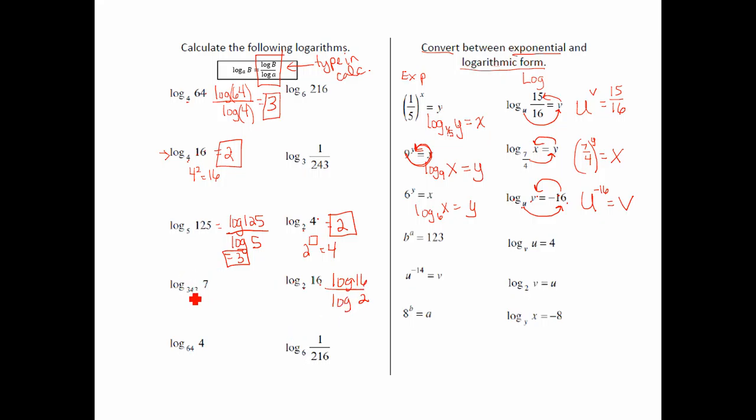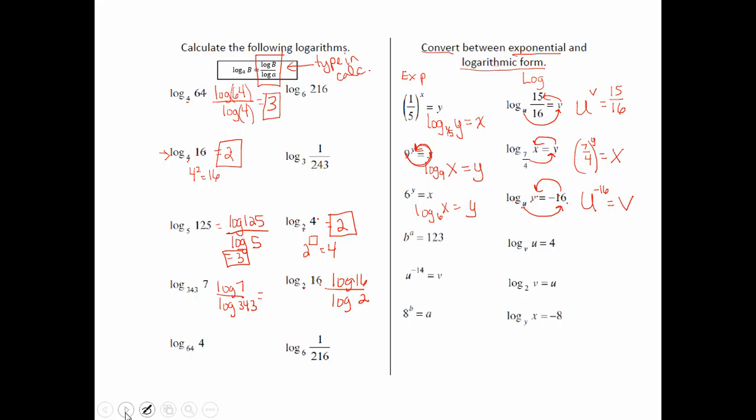Log base 343 of 7. I type in log 7 divided by log 343. Yes, sometimes you do get negative values like on this one, okay? So I've set up a few. I've actually solved a few with you. I'm going to leave you some of these fraction ones to try on your own to see if you can figure out how to type them in your calculator. And then I'm going to check those in your notes tomorrow and we'll talk about them, okay?